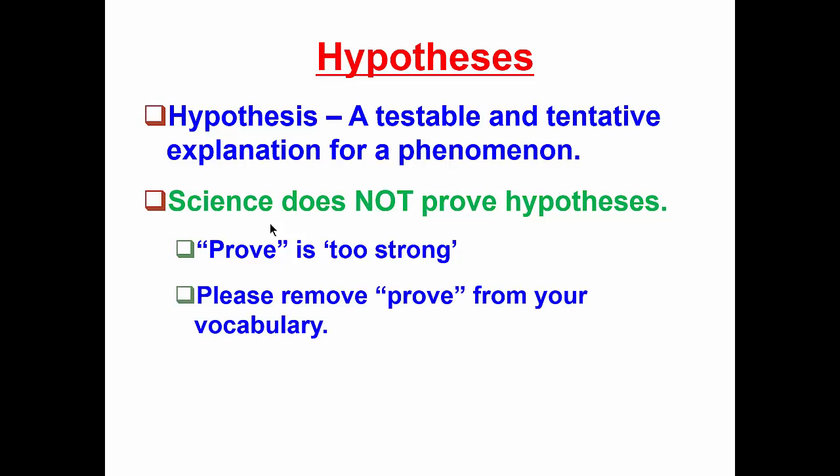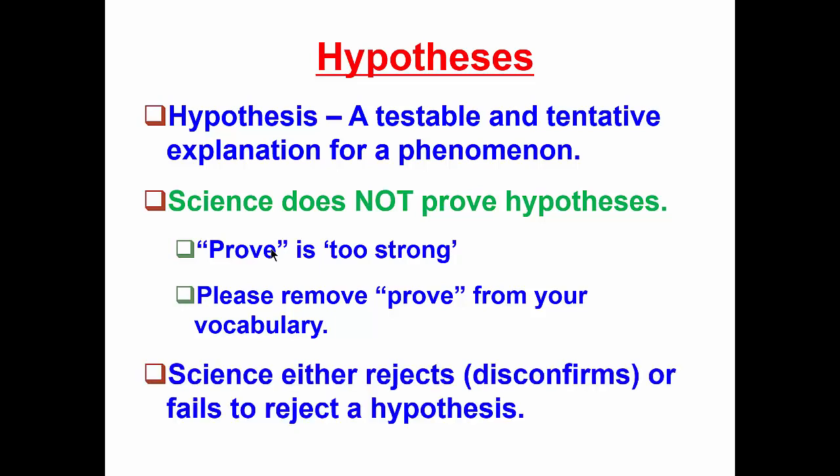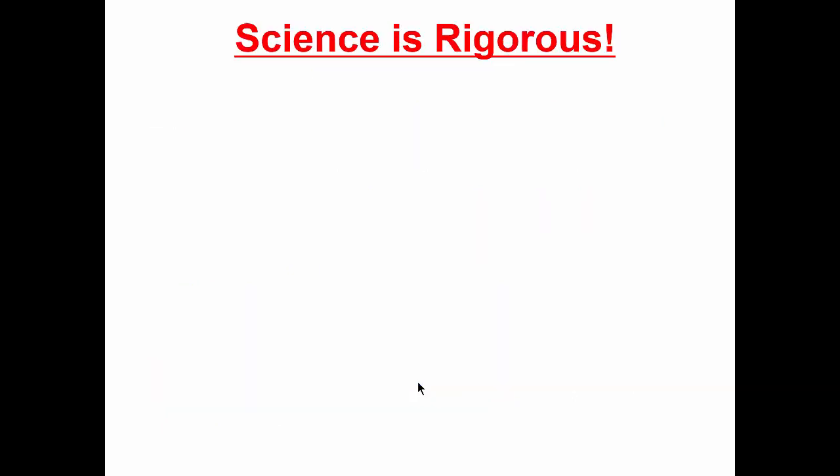So in our course in psychology, we hope that you will remove prove from your vocabulary. We reserve prove only for mathematical proofs. Otherwise, the use of the word prove is simply too strong for the claims that scientists typically make. So what do we use then? We instead use this terminology. Science either rejects or disconfirms a hypothesis or fails to reject a hypothesis. So we don't say that we prove it, we say that we either reject or fail to reject. And there's a lot of caution there. And the caution speaks to the scientific rigor.